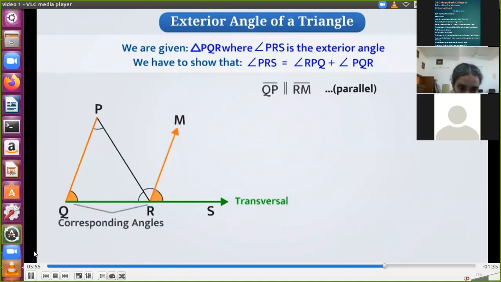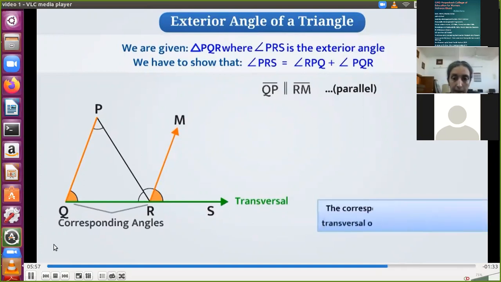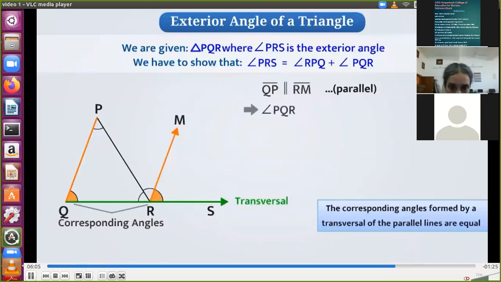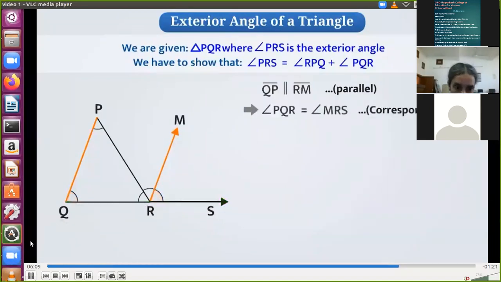Okay, these are corresponding angles. And we know that the corresponding angles formed by the transversal of the parallel line are equal. So angle PQR is equal to angle MRS.